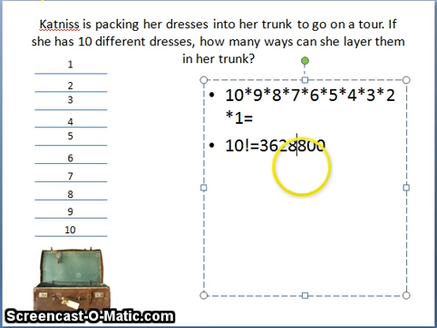628,800. So that's how many different ways that she can pack her trunk. Hopefully she doesn't spend too much time worrying about that, right? So there are over 3 million ways that she could pack her trunk.